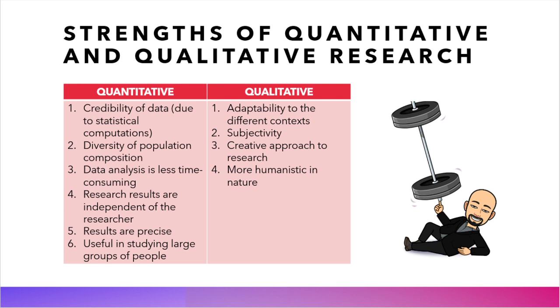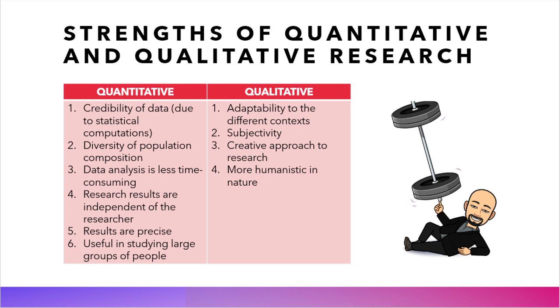Most qualitative research is aimed at determining the experiences of a group of people, and therefore we are able to adjust the nature, the topic of the research based on the participants that we want to study or the phenomenon that we wish to focus on. And that contributes to the adaptability of qualitative research to the different contexts.